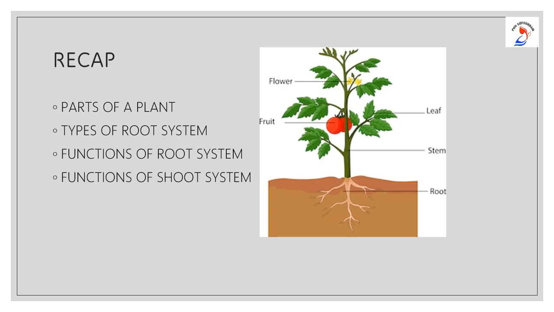Then we learned the types of root system. Can we name them? Taproot and fibrous root system. Then we learned the functions of the root system. What are they? Fixation, absorption, storage and prevention of soil erosion. The same way we learned the functions of shoot system also. Can we recall them? Support, transportation and food storage.